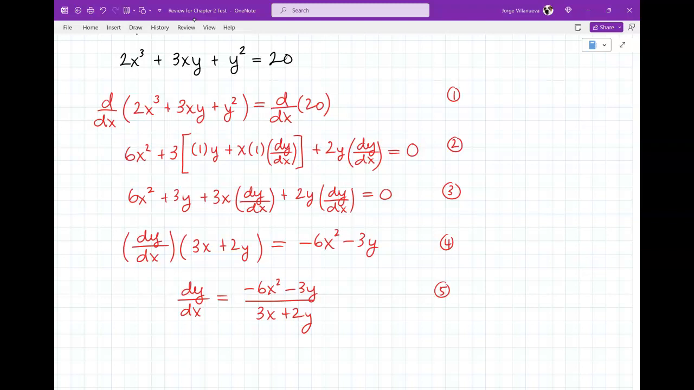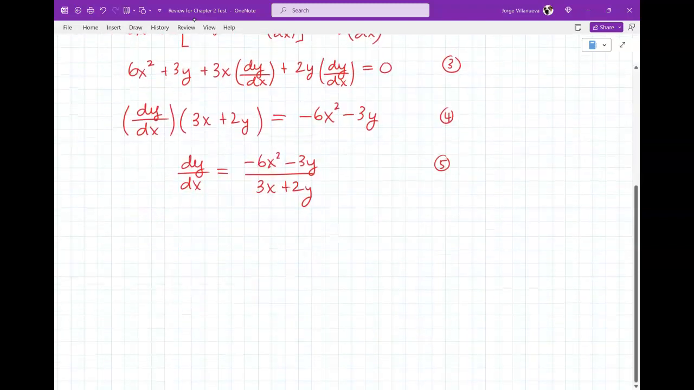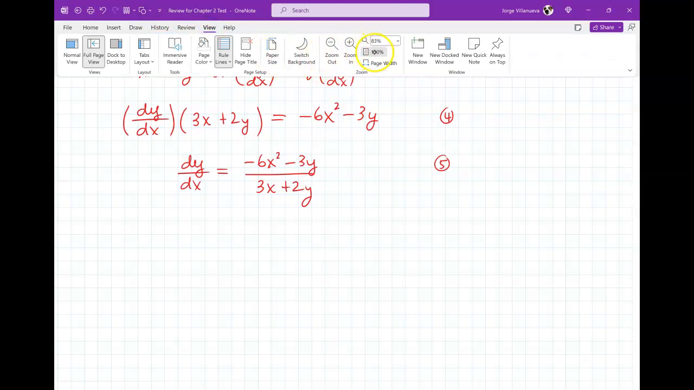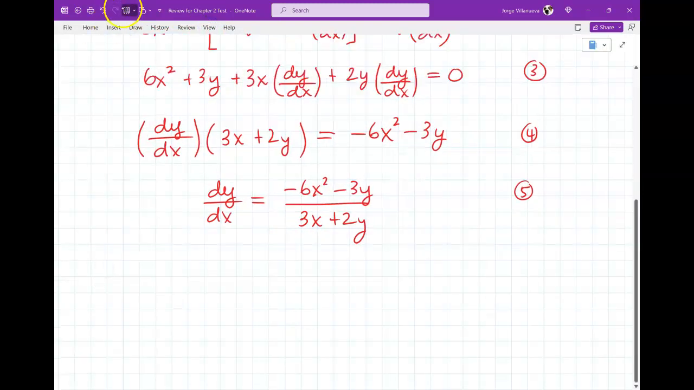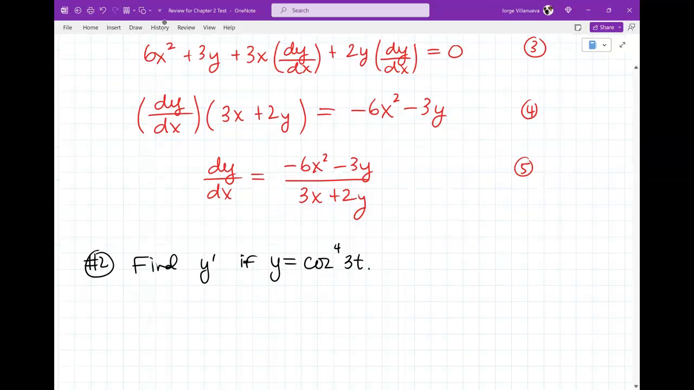Find y prime if y equals cosine to the fourth power of 3t. All right, so let me write that down really quick. So number 2 here, you said find y prime if y equals cosine to the fourth power of 3t. So take the derivative of that. Okay. So it's obviously not 3x, so normally it's xy, but there's going to be ty.